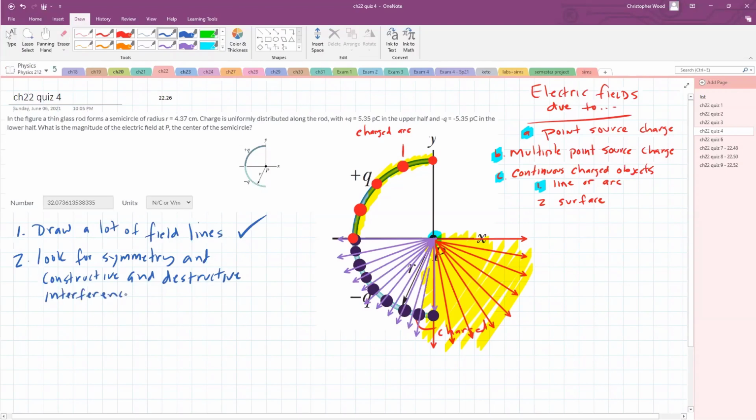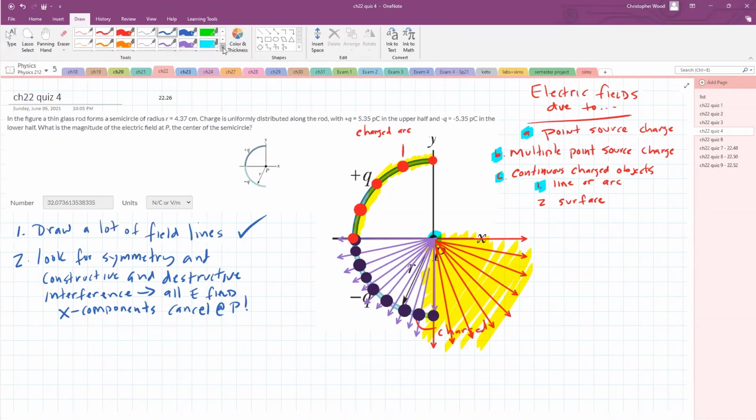I can see the following. I can see that all electric field X components cancel. So they destructively interfere. Components cancel at point P. That's huge. All of them cancel.